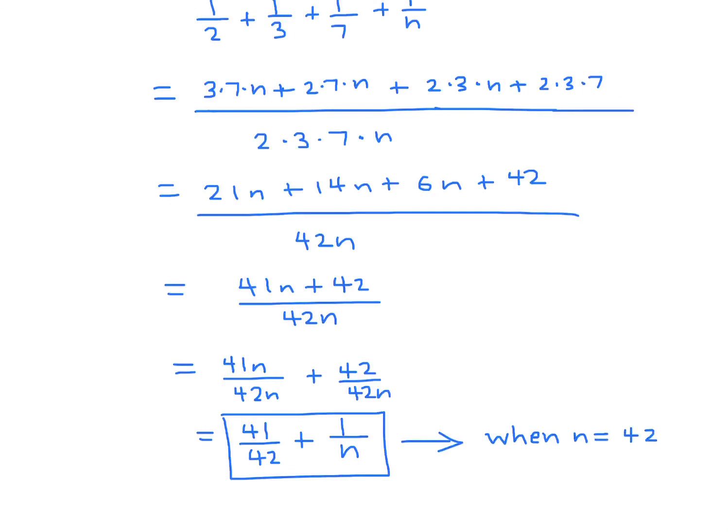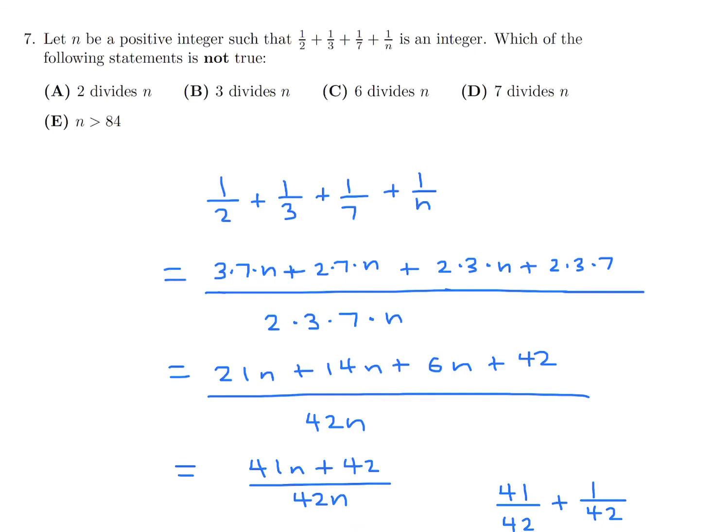When n is 42, this will become 1 over 42, and if you add that to 41 over 42, you will get 41 plus 1 is 42 over 42, which is equal to 1. So that expression becomes 1, which is obviously an integer, when n is 42. So n is 42.